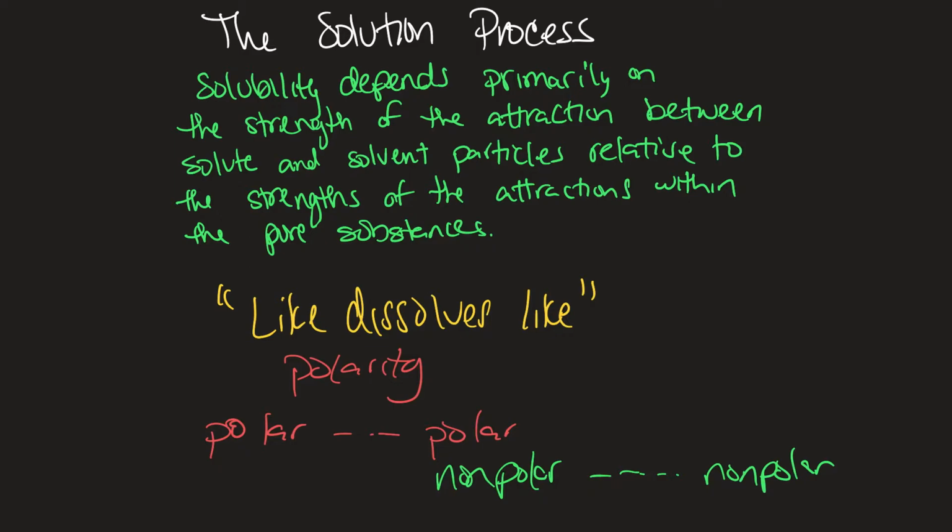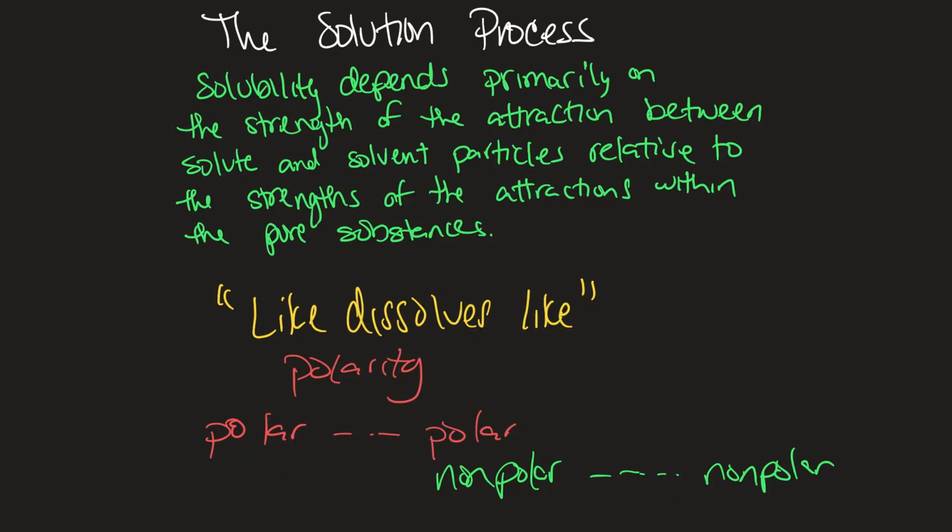All right, and so really these are the types of molecules that will dissolve into one another. So you may have two polar substances dissolving into one another, or you may have something ionic, an ionic solute, dissolving into a polar substance.